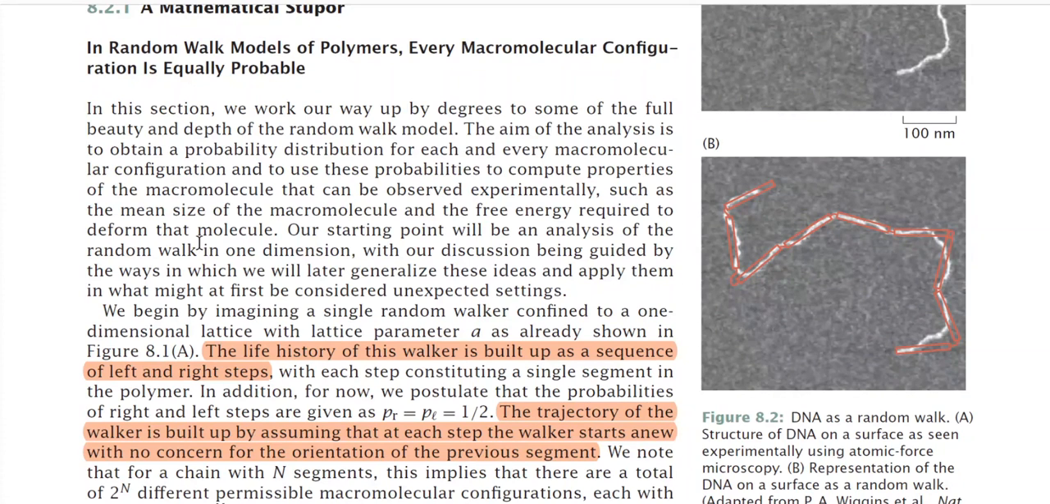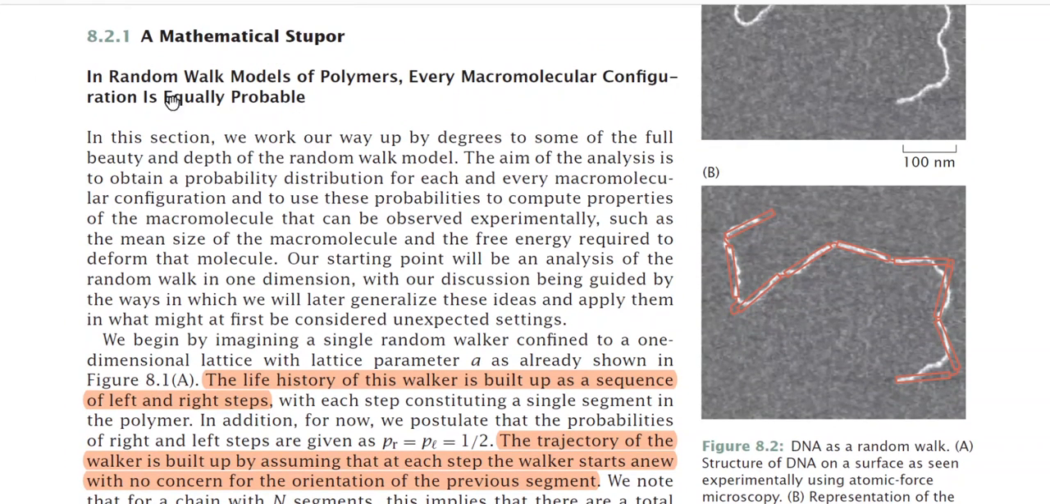Now we will discuss the mathematical details of the random walk problem. In random walk models of polymers, every macromolecular configuration is equally probable. So this is one of the basic postulates, that every macromolecular configuration is equally probable.